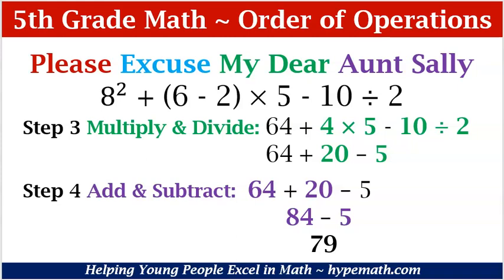Lastly, we have addition and subtraction from left to right. In working from left to right, we see first we are going to add 64 plus 20, that is equal to 84, and then we are going to subtract 5, that is 79. So our original, and we're done.